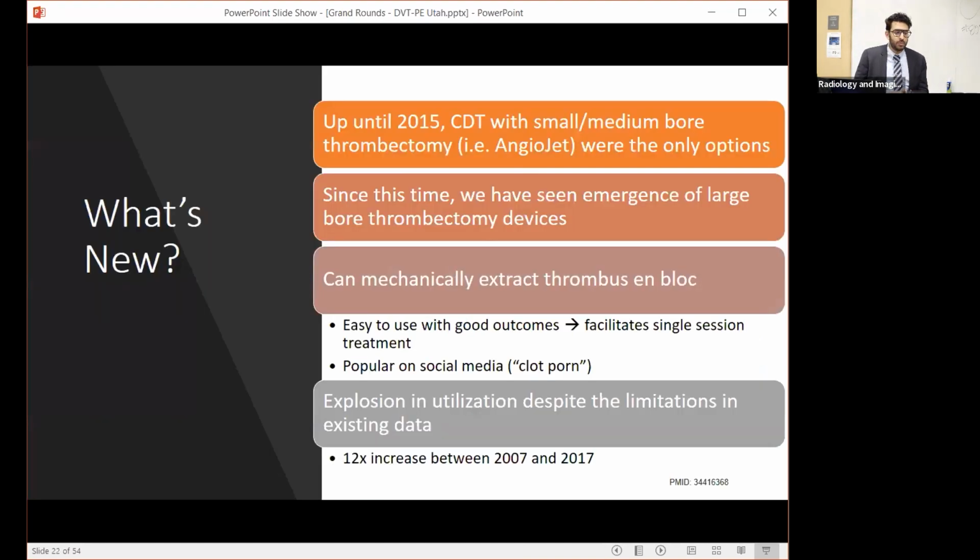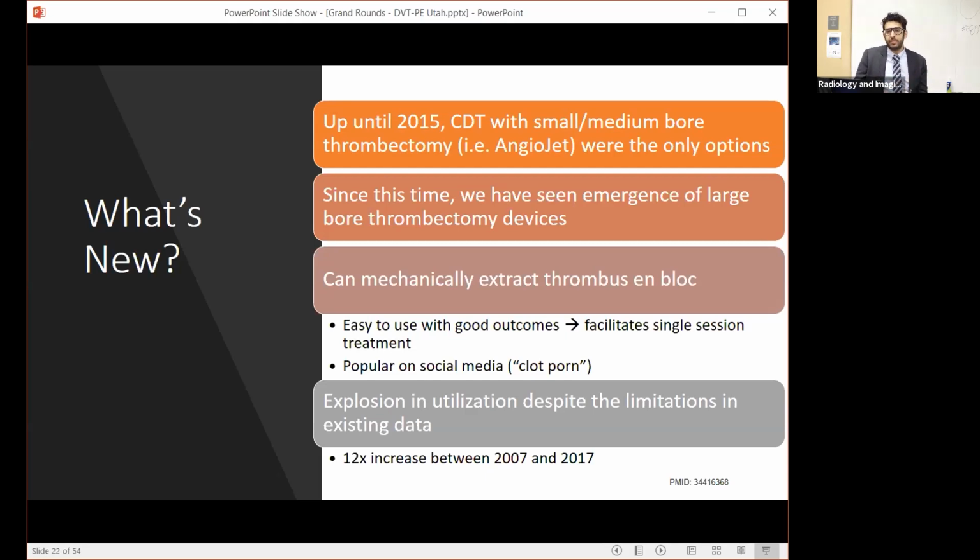So, what's really changed since then? Up until 2015, everything that I've told you has been true. And really the only devices that we used were CDT catheters, like I just mentioned. And also these lower, smaller bore catheters called AngioJet, or things that could potentially get the clot out, but they weren't very effective.